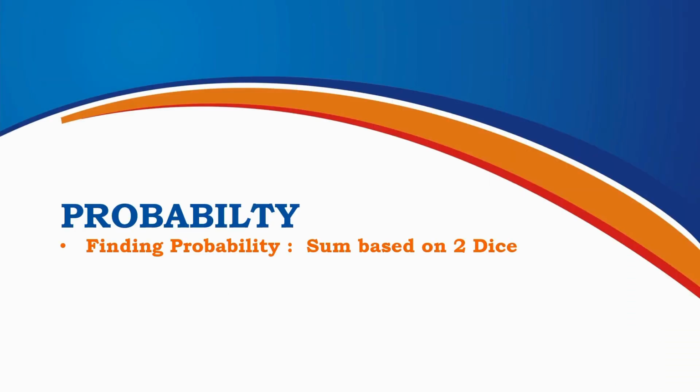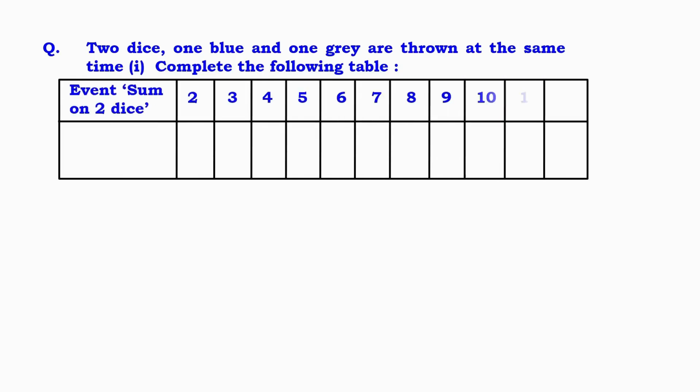So today we are going to discuss finding the probability on the sum based on two dice. Okay. So two dice, one blue and one gray, are thrown at the same time. Complete the following table. So now, what is the event? The sum of two dice.